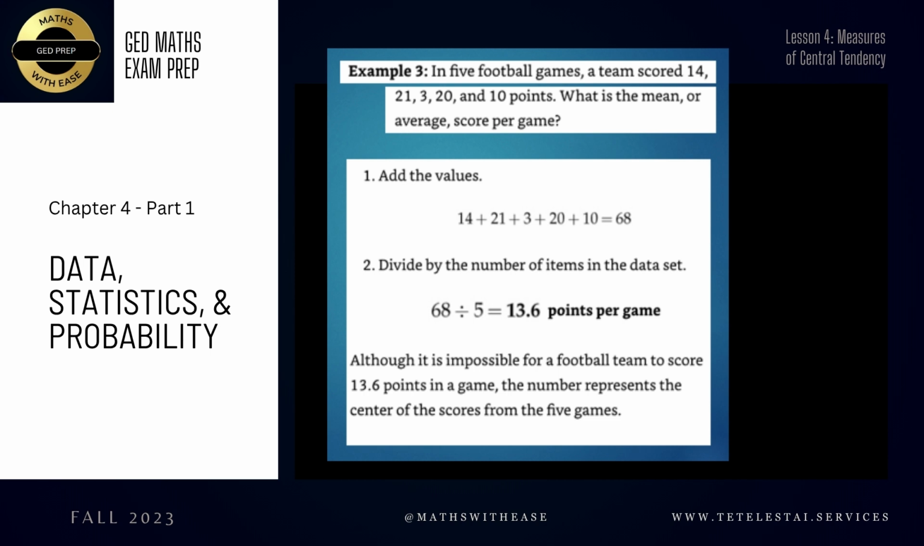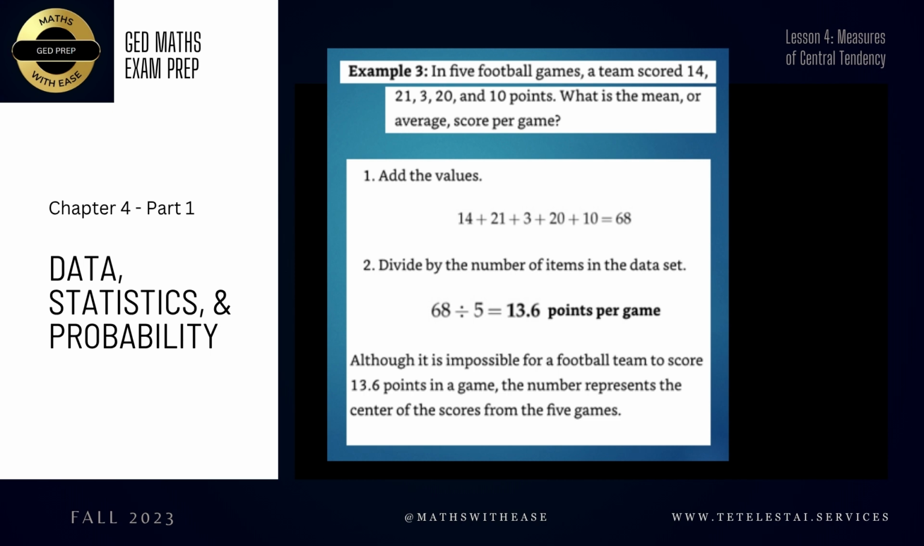So in this example, if this question hadn't told us that they played 5 football games, we could simply just count 1, 2, 3, 4, 5, knowing that each score represented a game, right? That was the end result of one game. So you would add all your points that were scored together, 14 plus 21 plus 3 plus 20 plus 10, and then divide by what? The number of games, okay? Which in this case is 5.